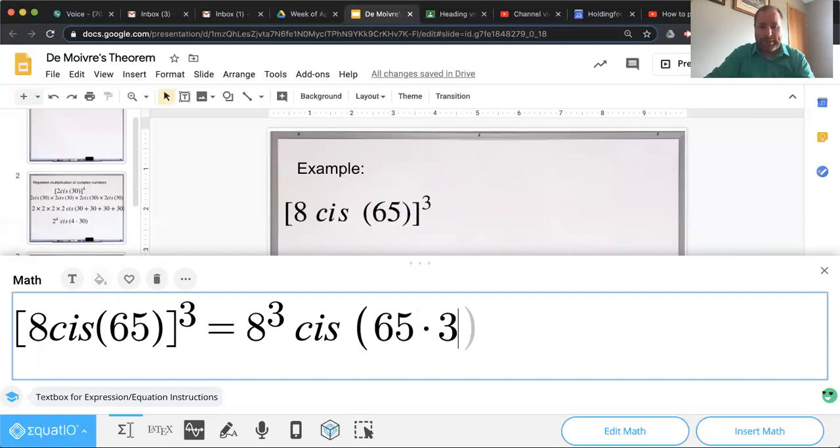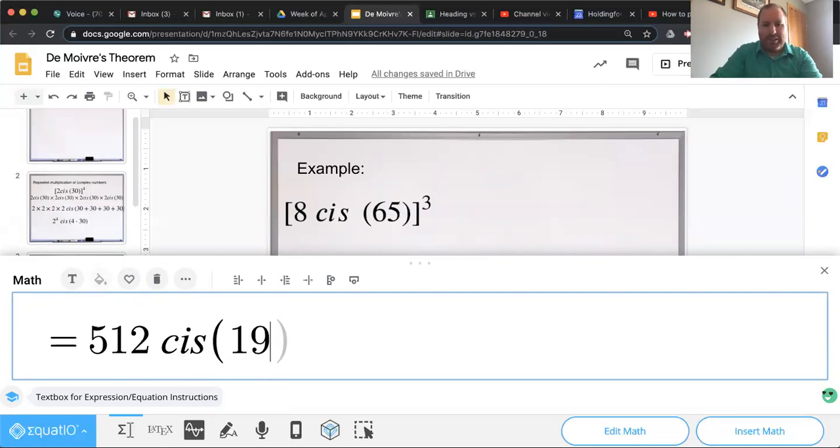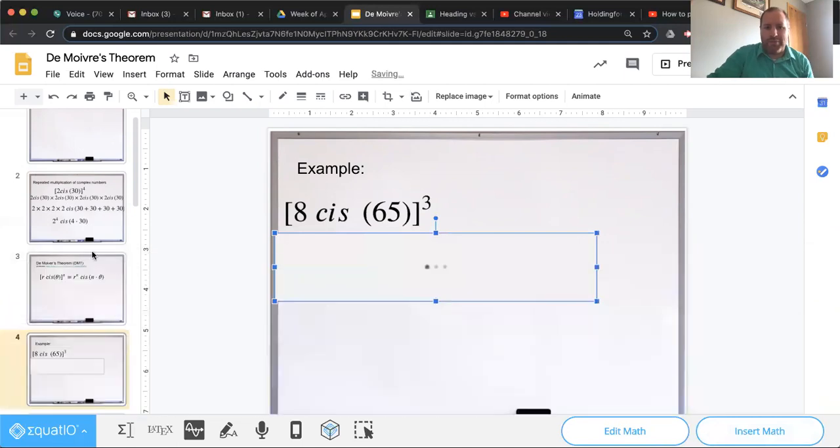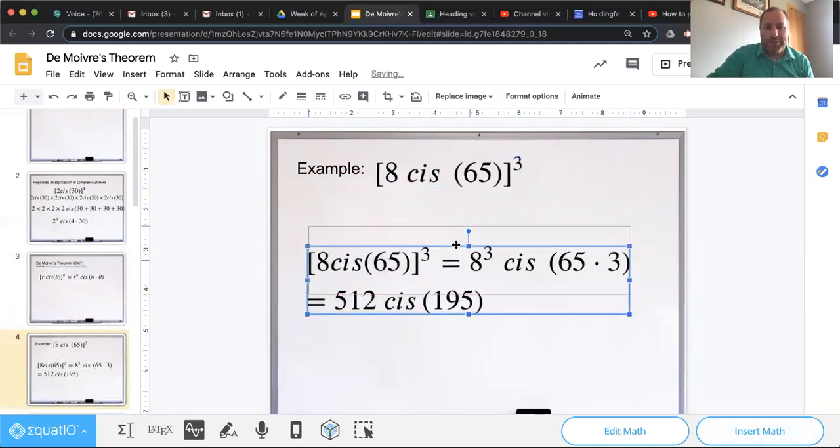I can't type while I'm not talking. Sometimes I can do that correctly. And then, so we just do that. And I just grab my calculator. I don't know what 8 to the 3rd is off the top of my head, so I'd have to do that. So that's 512. And then we would say cis, whatever 65 times 3 is, which is 195, right? I mean, there's that result. That's what we would do in that case if we wanted to do this example, right?